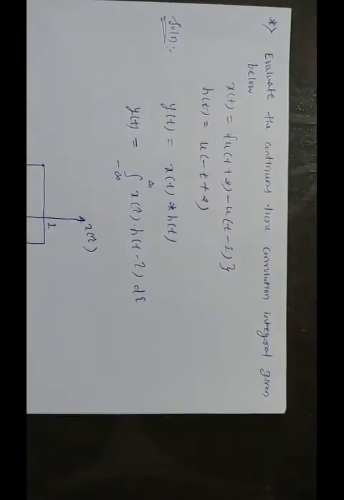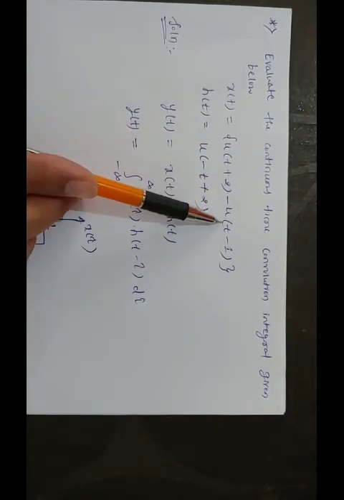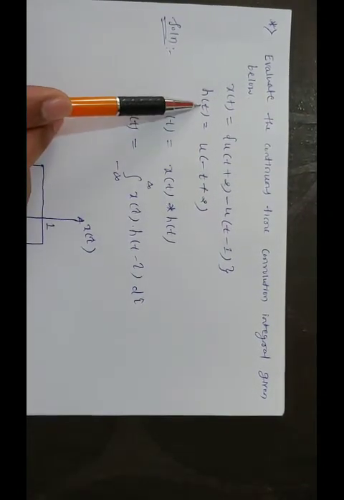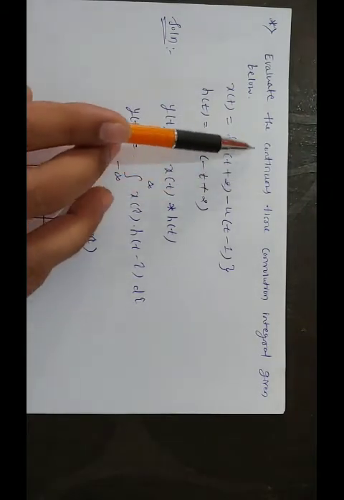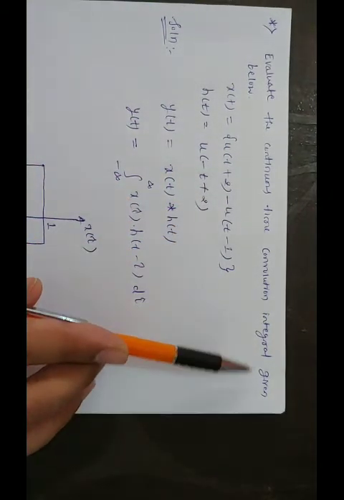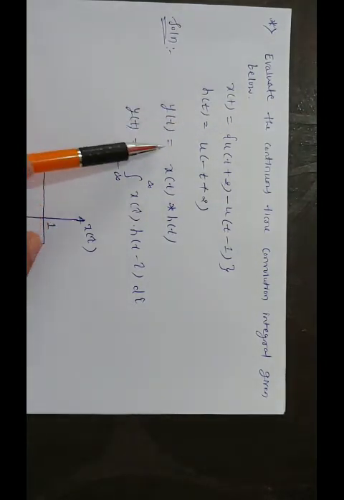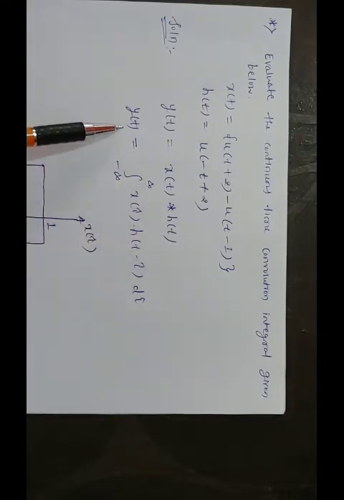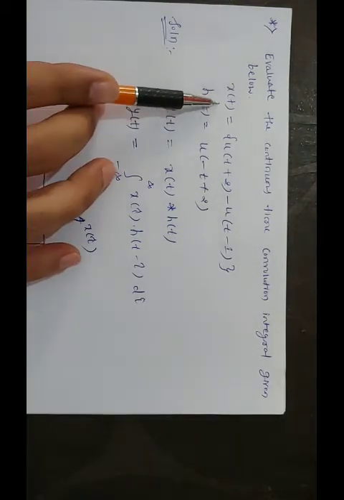So let us consider the problem. x of t is given by u of t plus 2 minus u of t minus 1. Similarly, h of t is equal to u of minus t plus 2. So we have to find the output. That means we are told to evaluate the continuous time convolution integral, the convolution between x of t and h of t, which is my output signal y of t. The formula is the integral from minus infinity to infinity of x of tau times h of t minus tau d tau. Now we have to sketch the x of t signal.